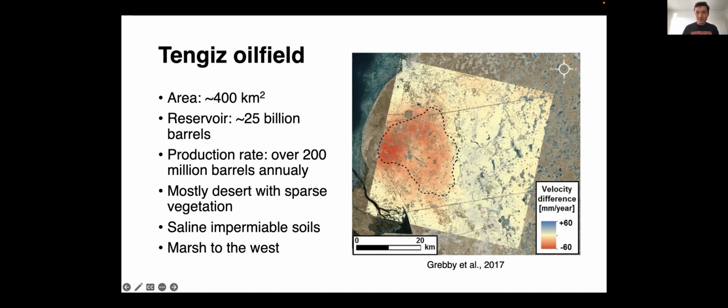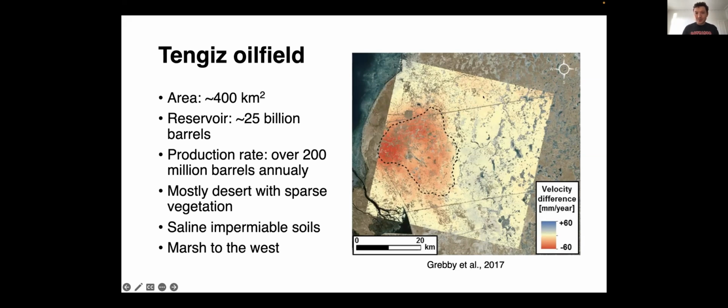However, you may notice on this map, there is the Caspian Sea to the west, and there are many ponds. So we may expect some low coherence over these water bodies.